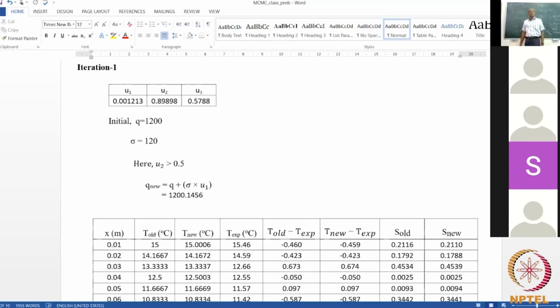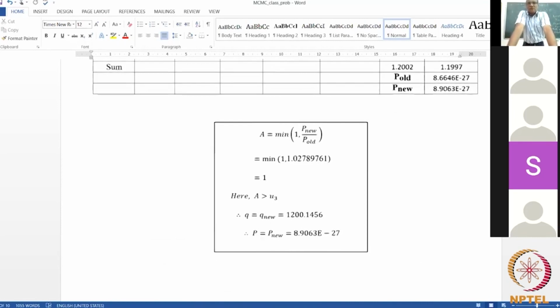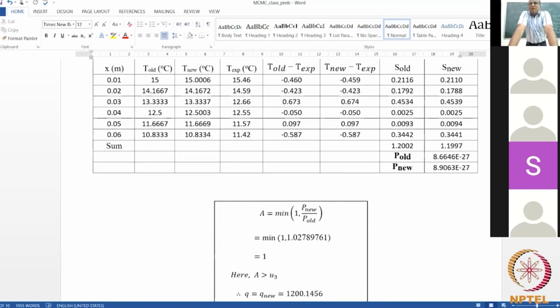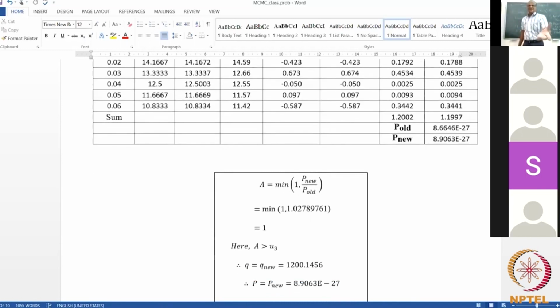Come down, Suraj. Okay. Now, he has calculated all that. P old is 8.6 into 10 to the power of minus 27. Very small. P new is 8.96. Okay. P new is greater than P old. Therefore, the new sample is accepted. Okay. But what is the answer? Answer is 1258. So anyway, we are going in the right direction.